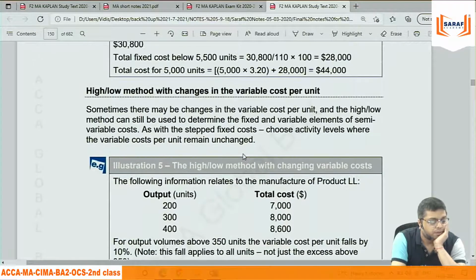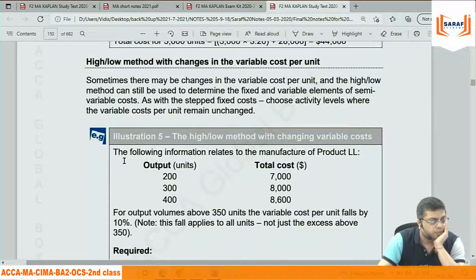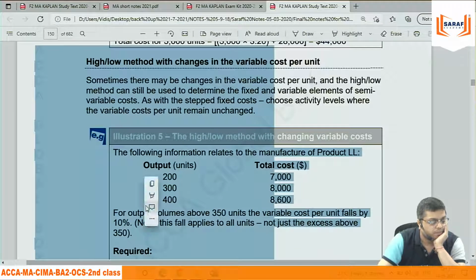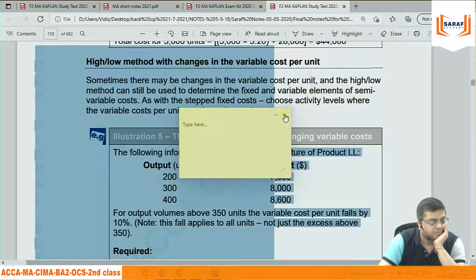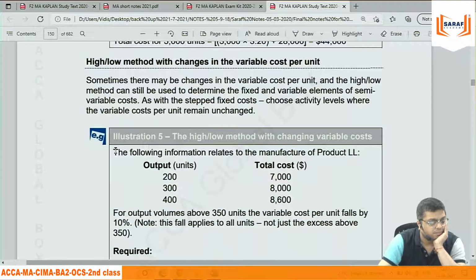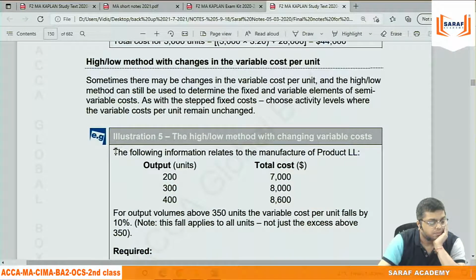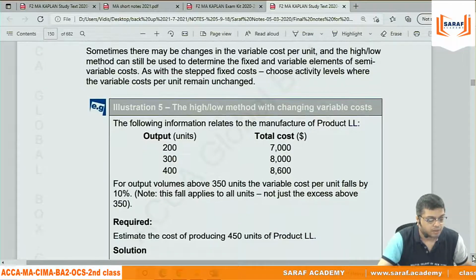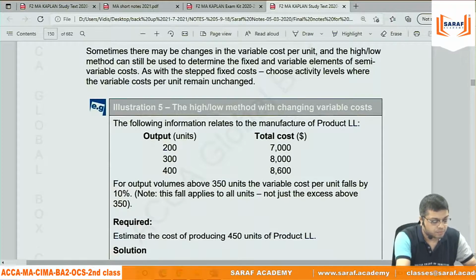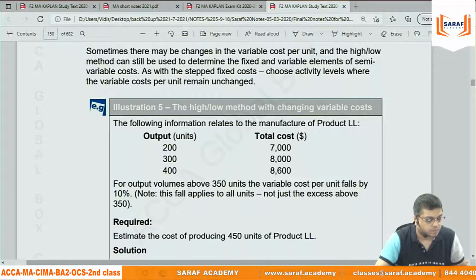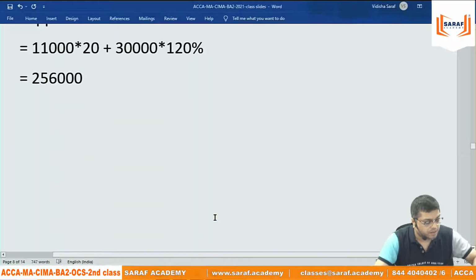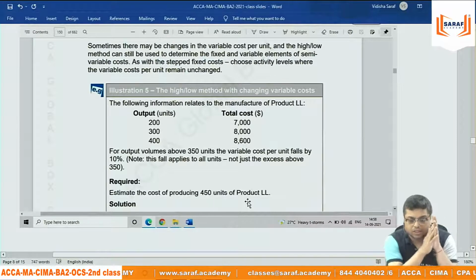Okay, this is the question. I am taking a copy. Taking the print. Now this is the question.